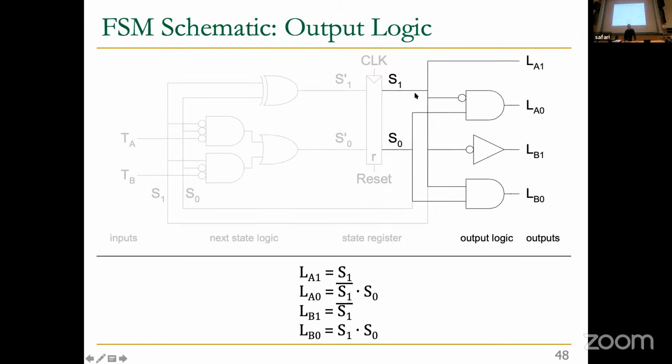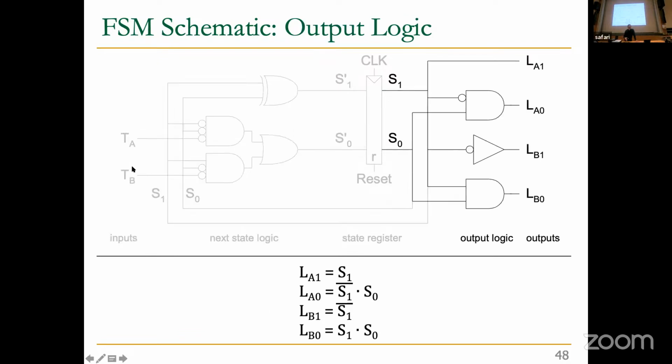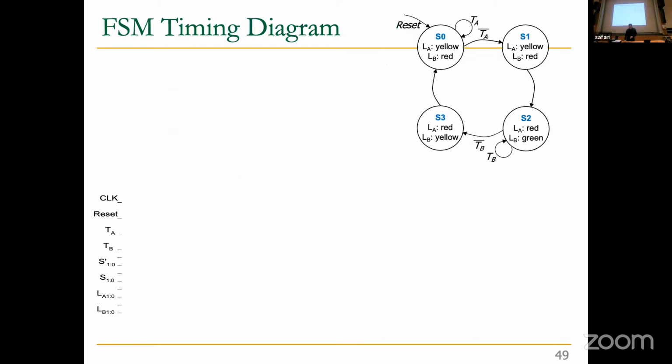And this is the output logic. The output logic is solely a function of S1 and S0. Inputs don't matter over here. For the next state logic, you can see that inputs TA and TB mattered, obviously. But because it's a Moore type of machine, the output logic is only dependent on the current state. Okay, no questions. We can move on.